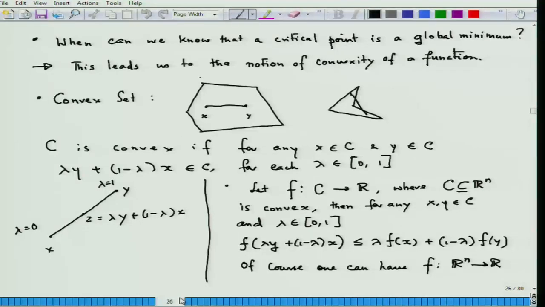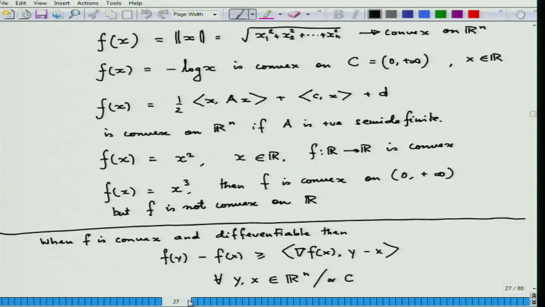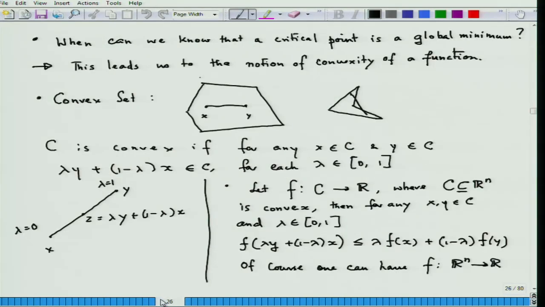A convex set is a set which, with all its points, contains the line segment joining any pair of points. So whenever there are two points x and y in C, the line segment joining them should also lie in C. And this is the definition of a convex function, which for a nice looking convex function from R to R tells you that if you take two points on the graph and join them, you will have the line above the graph, that chord.